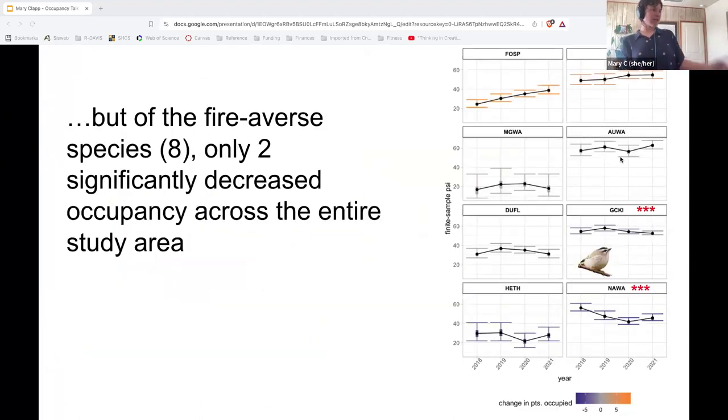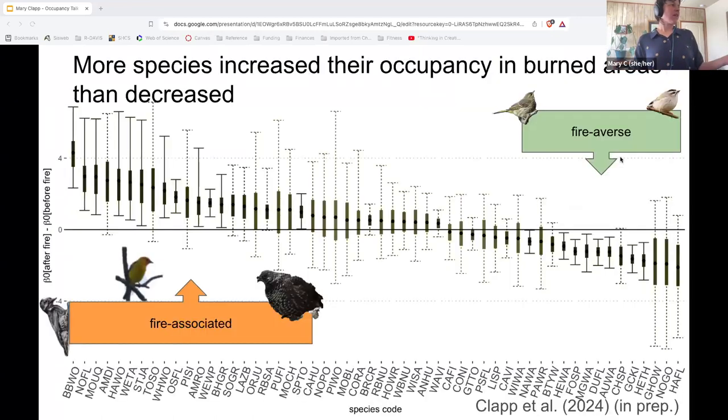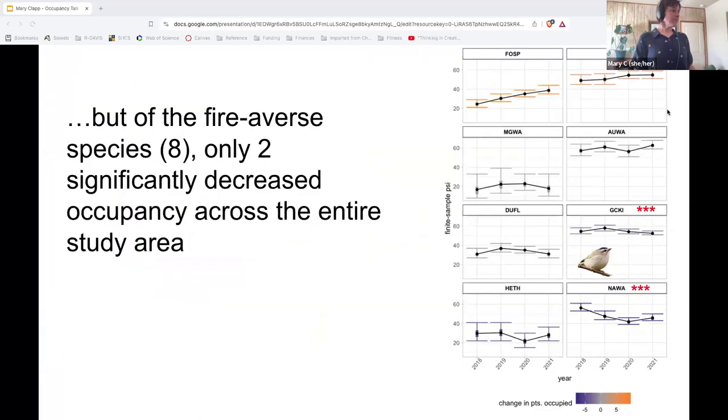So another thing that we investigated was, of those fire-averse species, these ones that decrease their occupancy in burned areas, only two of them actually significantly decreased their occupancy across the entire study area. And that was the golden-crowned kinglet and the Nashville warbler, who, it's hard to say, but maybe is actually already being counted in higher numbers 2 years after fire. And another thing to note is that golden-crowned kinglet, although it did decrease its occupancy across the Caples landscape after fire, remained one of the most common members of the bird community, still occupying over 50 out of the 80 points that we studied.